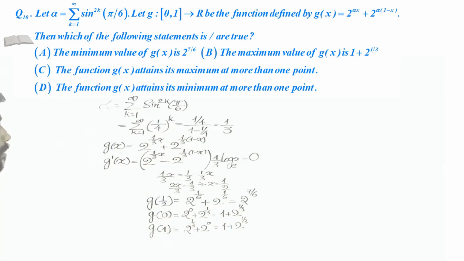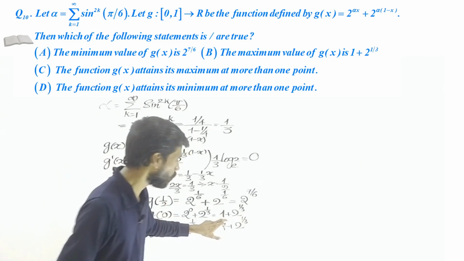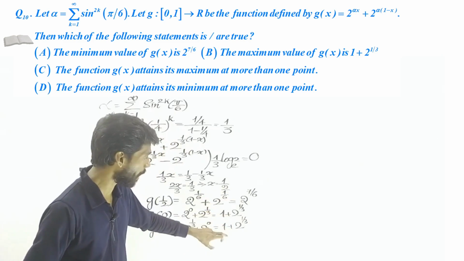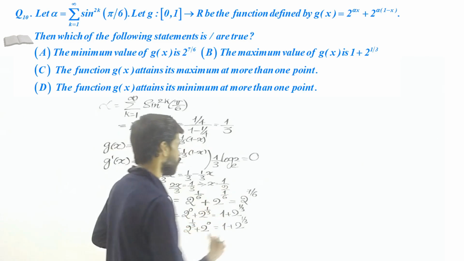So that is 2 times. So 1 plus 2 to the power 1 by 3 is the maximum value, right? Yes. So this value is bigger than this, right? So we can compare and find, right? So this is the maximum value, but the maximum is attained at 2 points, right? So this is maximum.